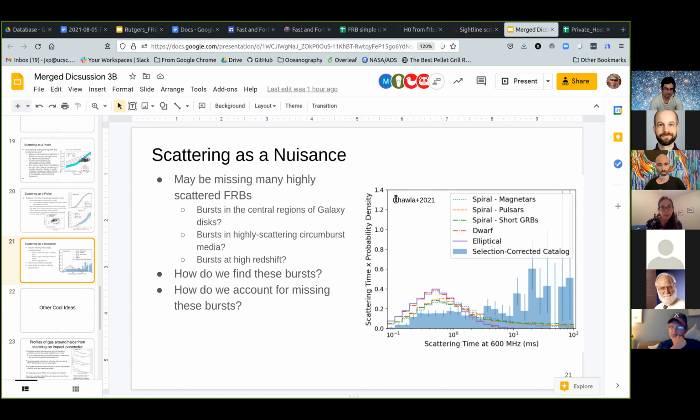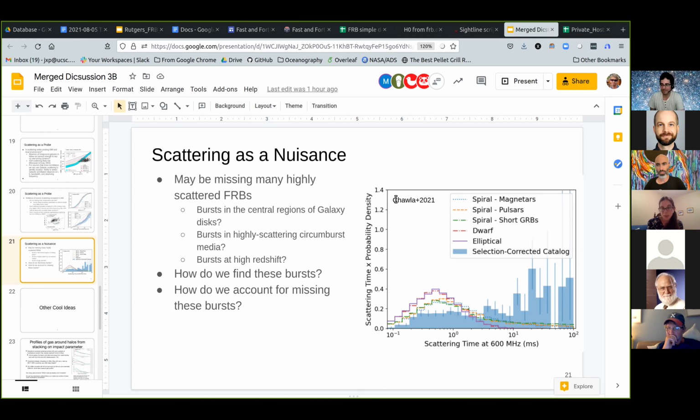And also Stella Ocker talked a little bit today in her talk about the chances, at high redshift, of fast radio bursts going through the interstellar media of intervening galaxies. In this case, they would be highly scattered, and we may miss those sources scattered to like a second.